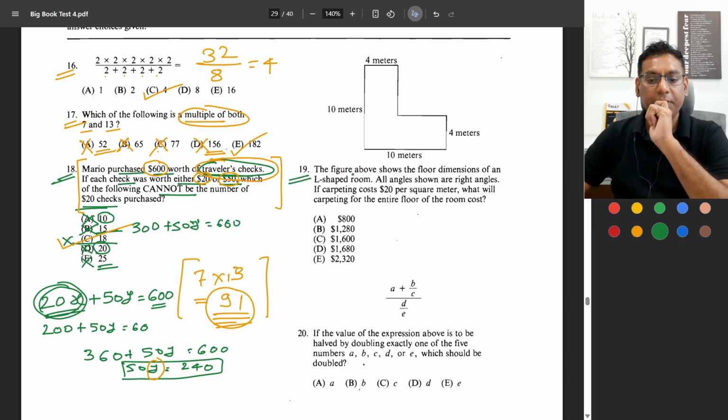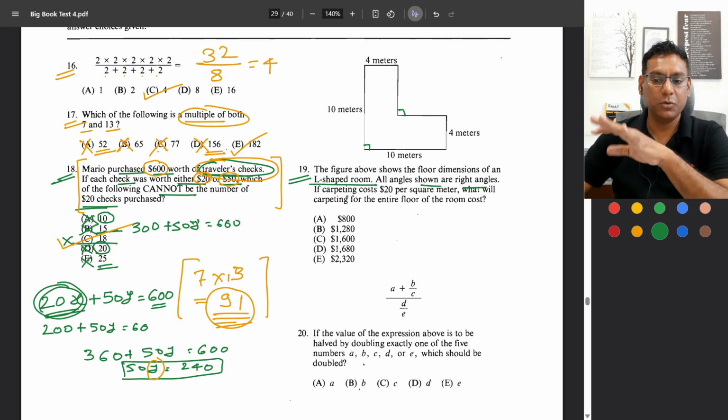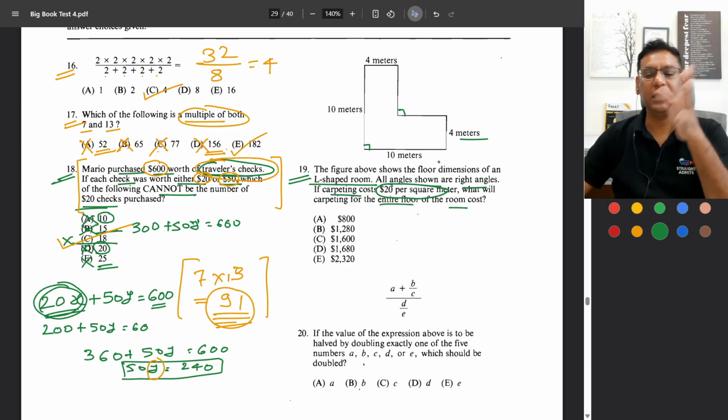Question 19: the figure above shows the floor dimension of an L-shaped room. All angles are right angles, fine, this is a proper room. If carpeting costs $20 per square meter, these are all meters, what will be the carpeting cost? So basically I have to find out the area and then multiply that by 20.